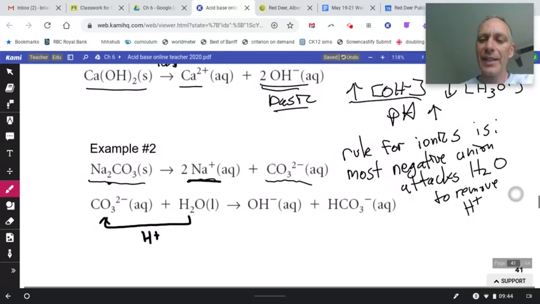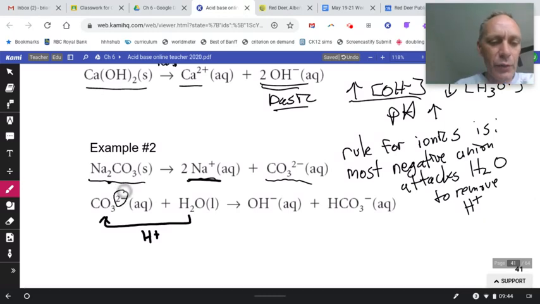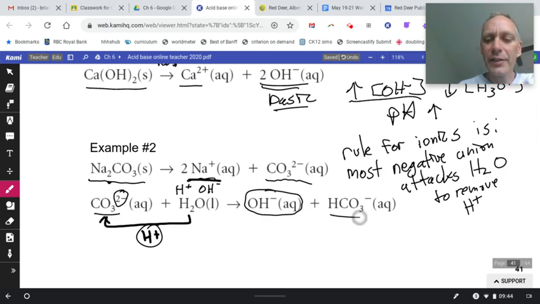So you can see that example here. The CO3 2 minus goes after the H plus in water, because remember, you can think of a water molecule as being made up of an H plus and an OH minus with a covalent bond. So the CO3 2 minus pulls on that H plus, rips it from water. So if water has lost its H plus, it forms an OH minus. The CO3 2 minus gained the H plus and becomes HCO3 minus.